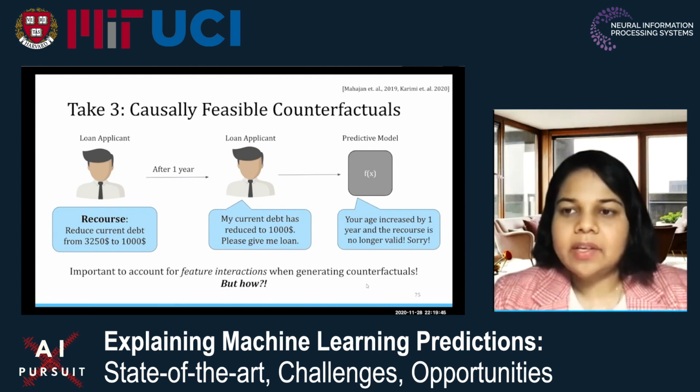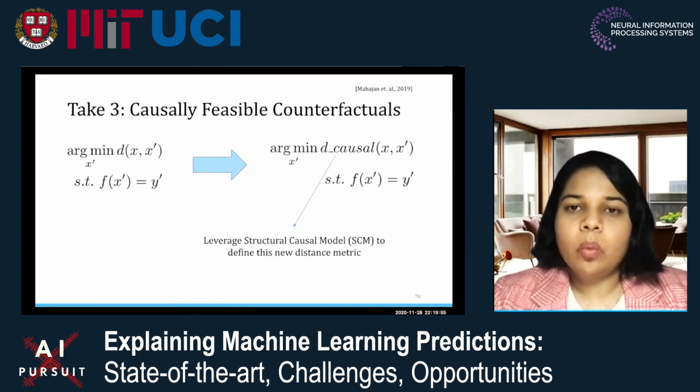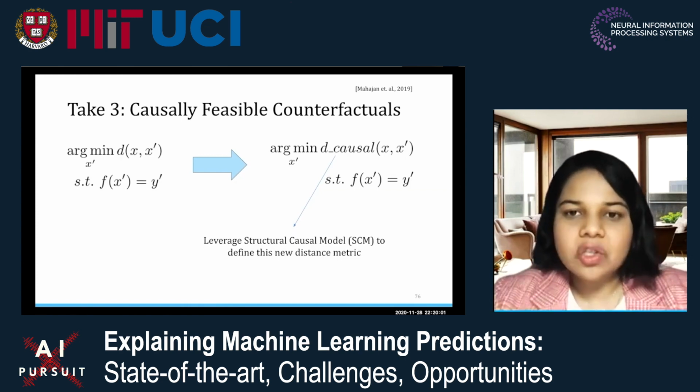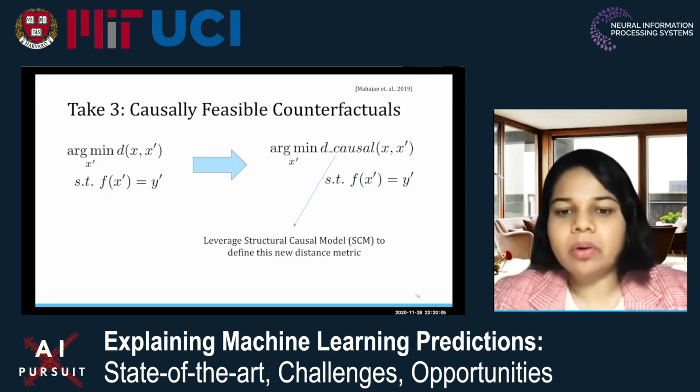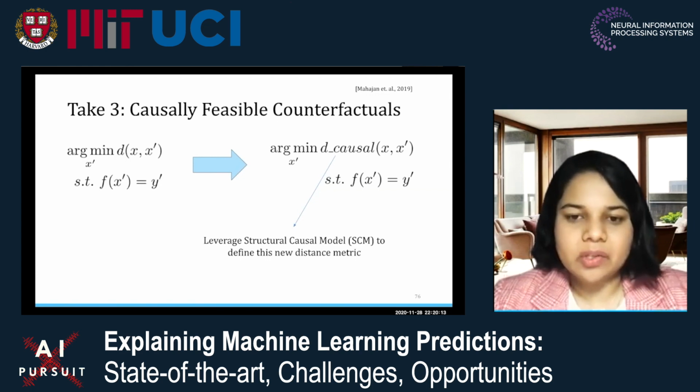Mahajan et al. and Karimi et al. propose some solutions to tackle this problem. For example, Mahajan et al. propose a new variant of the objective function where instead of the standard distance metric d that we were looking at or using so far, they actually consider a new distance metric denoted by d underscore causal, which leverages the structural causal model in the entire process of generating counterfactuals.